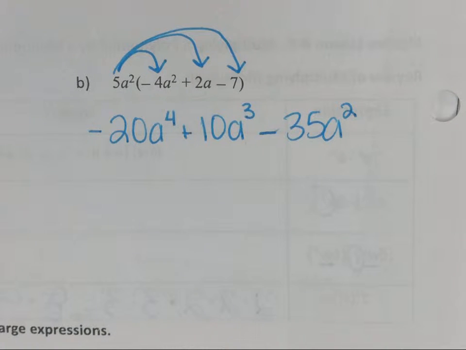Gavin, question. Do you still multiply the coefficients if they don't have the same base? You always multiply the coefficients, yes. Because coefficients aren't bases. Coefficients are the numbers in front of a variable. The base, in this case, is A.